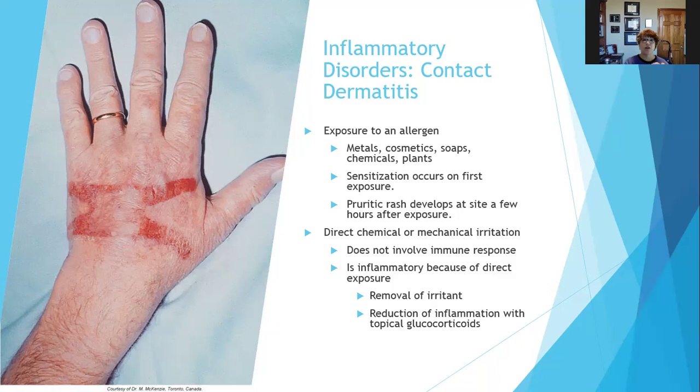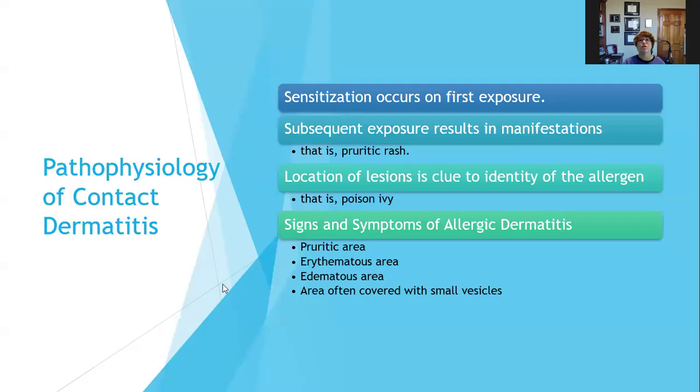So we know what causes it. We're exposed to it. If we reduce our exposure to that, we can avoid it. The pathophysiology of contact dermatitis is pretty interesting. You get sensitized on your first exposure, and then subsequent exposures result in manifestation, like a rash, itchy rash. The location of the lesion is a clue to the identity of the allergen. So in that previous slide, we had the picture of the bandage, like, oh, that's what you're allergic to.